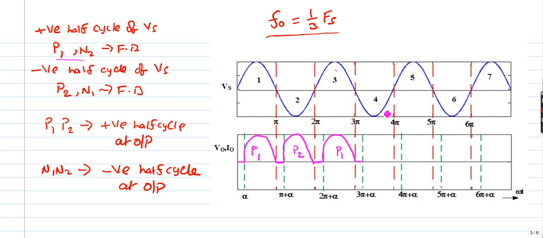So here source voltage is negative half cycle. During negative half cycle, what switches will be in forward blocking mode? P2 and N1. Since I want negative half cycle in the output, triggering pulse will be given to N1. At 4 pi, N1 goes to off state. Again positive half cycle of the supply voltage here. During positive half cycle of the supply voltage, P1 and N2 are in forward blocking mode. As my requirement is negative half cycle, triggering pulse will be given to N2.